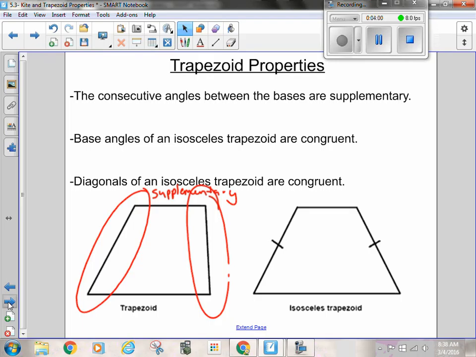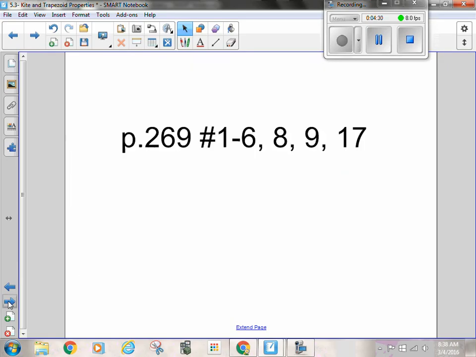The base angles of an isosceles trapezoid are congruent. So that means when the legs are congruent, these bottom angles are congruent, and these top angles are congruent to each other. And then also in an isosceles trapezoid, the diagonals are congruent to each other. So the diagonals are congruent. All right, so these are properties that go just for trapezoids. And you're going to want to keep these in mind as you do out these problems here.